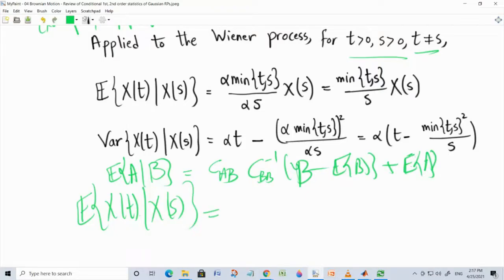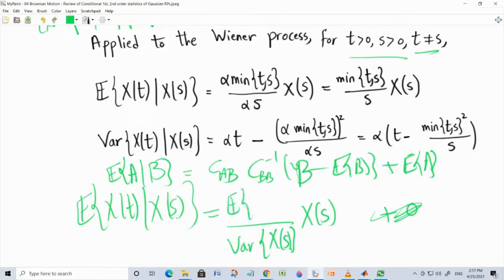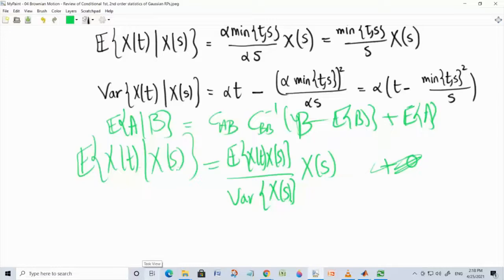Now, first, those two expectations are equal to 0, so let's just remove them, and here we will have x of s. Now what is the covariance matrix of a scalar? This will be 1 over the variance of x of s. And what is the cross covariance between x of t and x of s? It is the expectation of x of t, x of s.